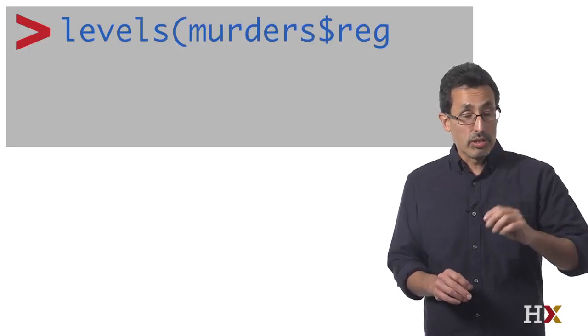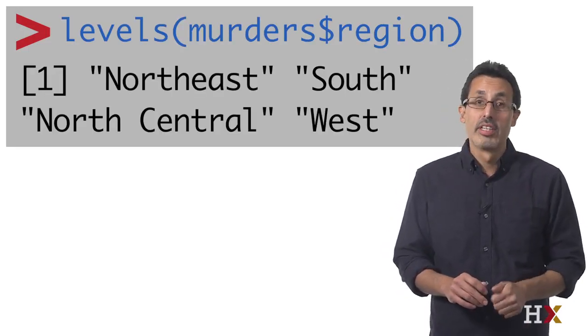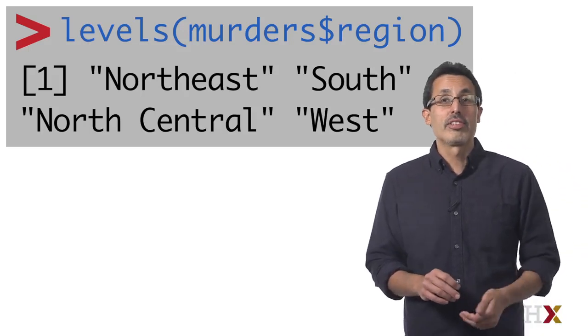Factors are useful for storing what is called categorical data. The regions are categorical. There's only 4 categories. Each state is in one of these 4. We can see the 4 levels in this particular factor using the function levels. So we type levels(murders$region), we see Northeast, South, North Central, and West.